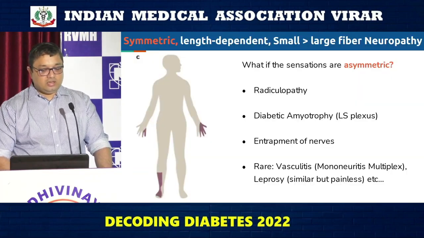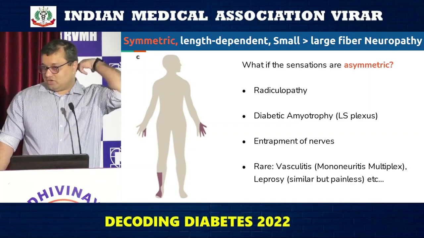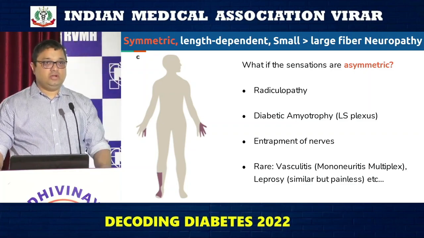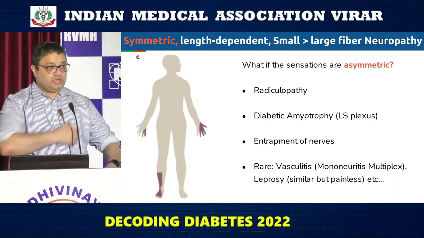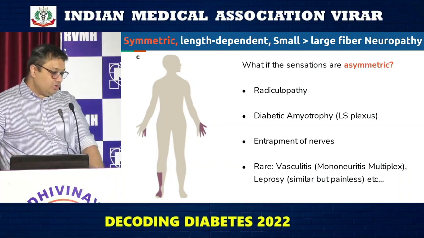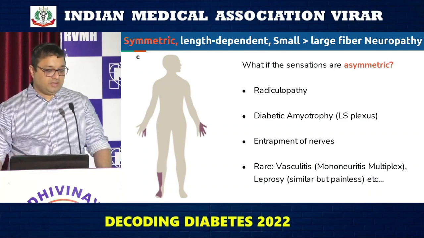So what if the sensations are asymmetric? What are the possibilities? One possibility is, of course, a radiculopathy. A radicle means a root. So compression of the nerve root somewhere in the spinal cord due to a disc. And that can produce a C5 radiculopathy which goes into the shoulder, or an L5 radiculopathy which goes into the great toe of the big foot. But it will be asymmetric. It will usually be more on one side than the other.